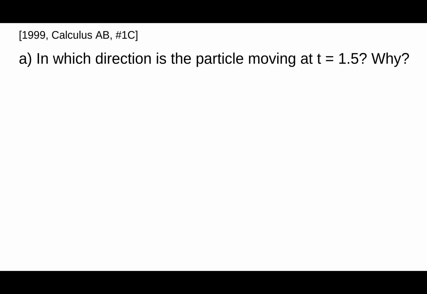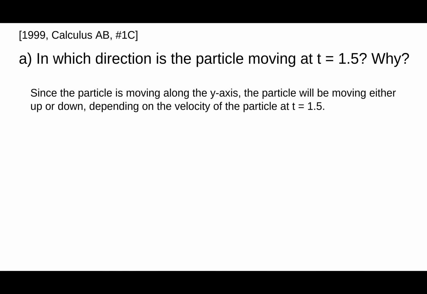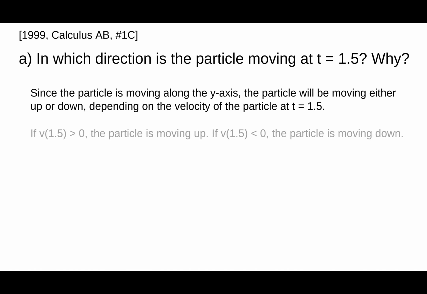In part A of the question, we are asked in which direction the particle is moving at t equals 1.5 and to provide an explanation for why. Since the particle is moving along the y-axis, the answer to this question will be either up or down, not left or right. Left or right is for the x-axis. So whatever the particle is doing at t equals 1.5, it's either going to be up or down, and we'll determine that based on the velocity of the particle at t equals 1.5.